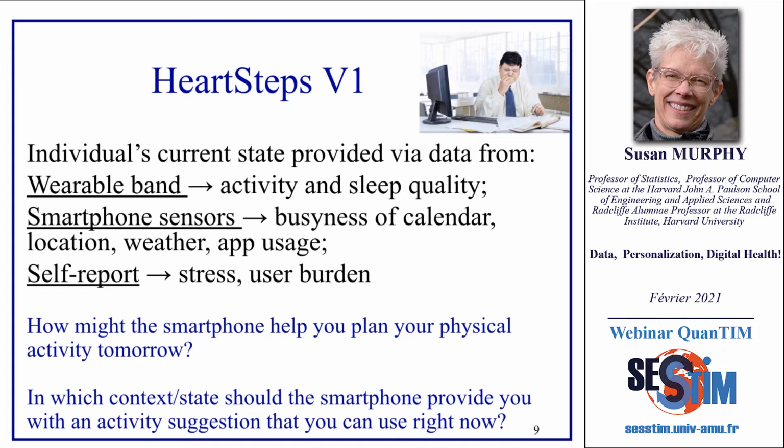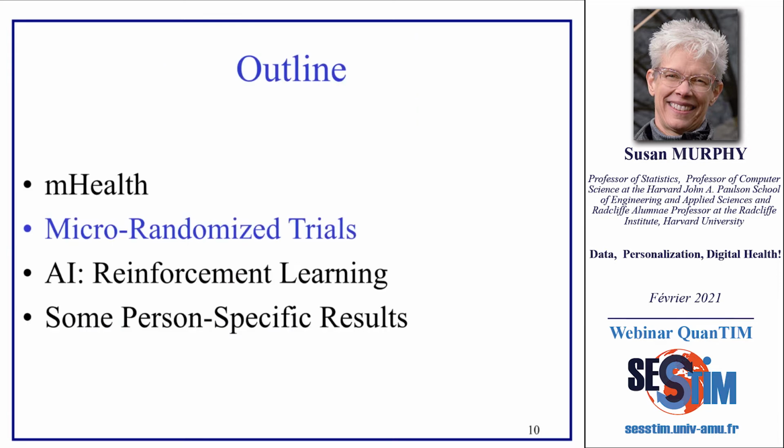And in which context or state during the day should the smartphone ping, light up, and attempt to provide a contextually tailored activity suggestion that you could use at that moment? I'll show you examples shortly. So the first study is a micro-randomized trial, the 42-day study.